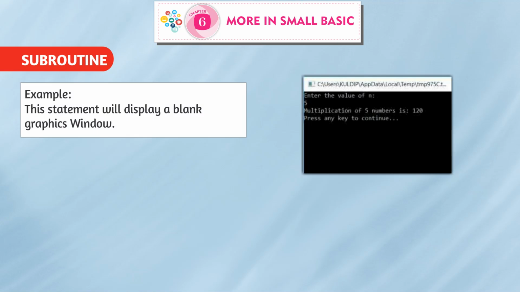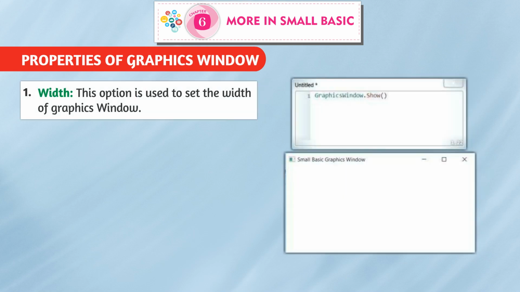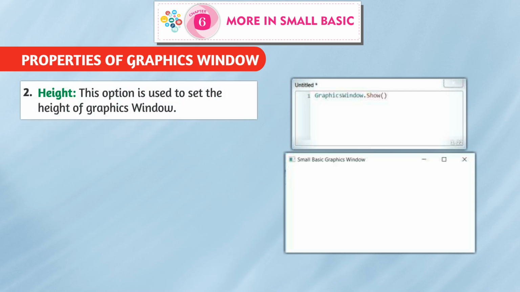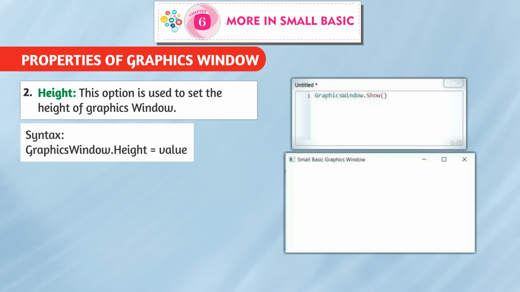Example: this statement will display a blank graphics window. Properties of graphics window. 1. Width. This option is used to set the width of the graphics window. Syntax: graphicswindow.width = value. 2. Height. This option is used to set the height of the graphics window. Syntax: graphicswindow.height = value.